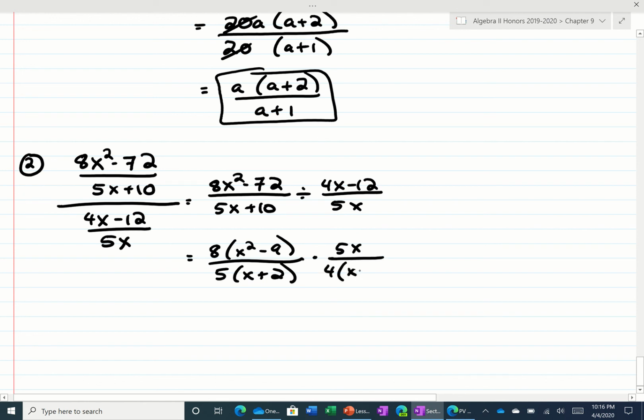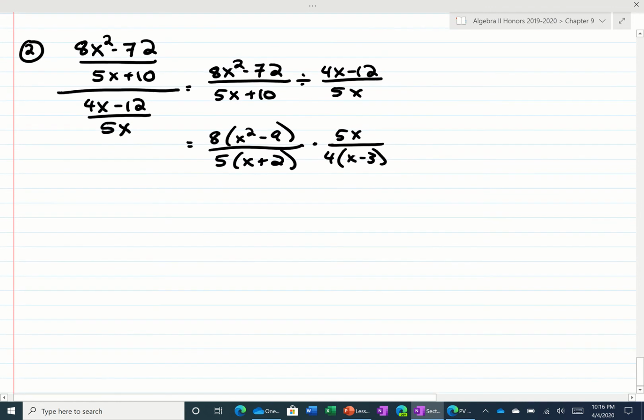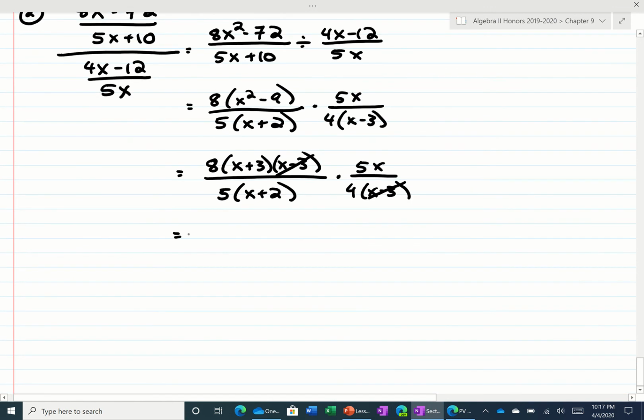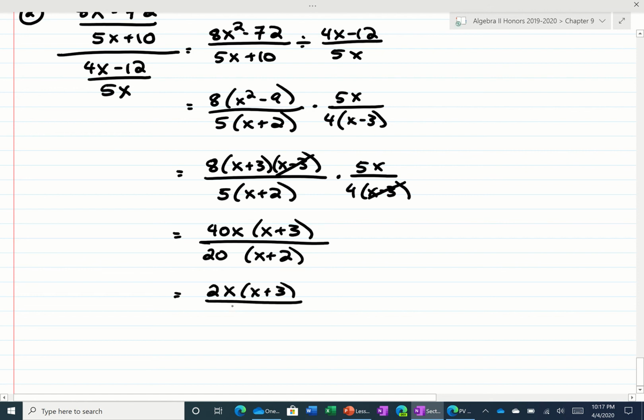And I'm going to factor out a 4 from the top. We're still not done factoring. This is a difference of perfect squares. We can cancel out our common factors. And it looks like we wind up with 40x times (x plus 3) divided by 20 times (x plus 2). 40 divided by 20 is just 2 over 1. So that's why the answer would look like this.